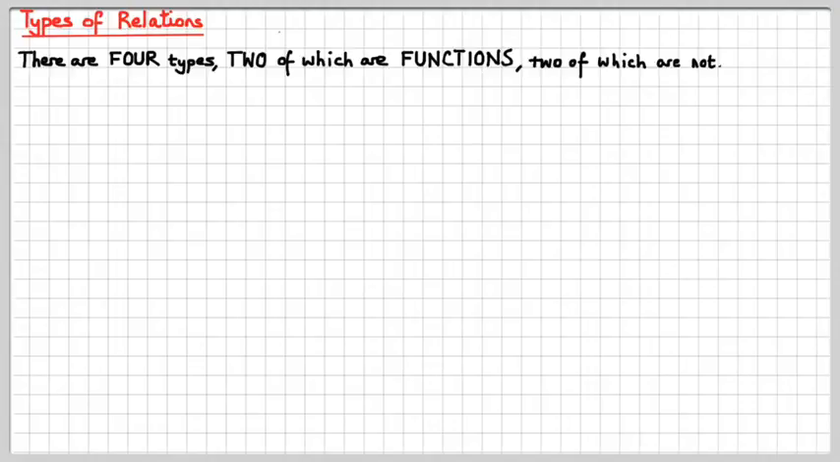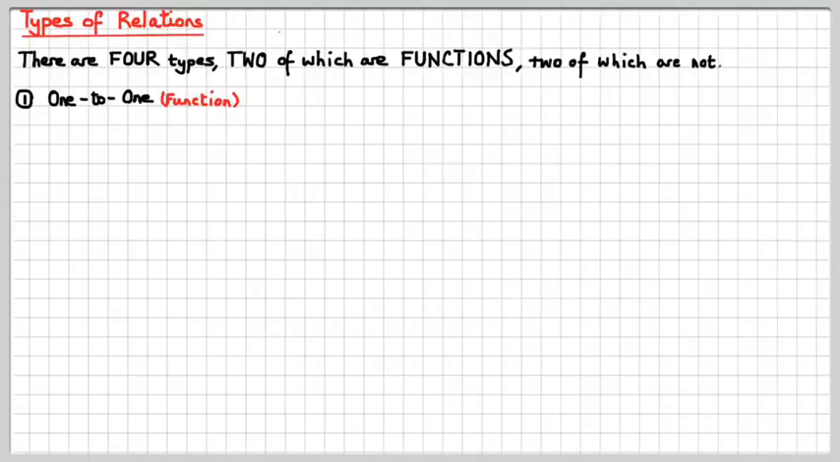Now, types of relations. Now, this is really interesting. So pay attention and have a look at this, and I think this will make a lot of things clearer for you as you delve into the land of the function and the relation and how to distinguish whether a relation is actually a function or not. There are 4 types, 2 of which are functions, 2 of which are not. One-to-one, that is a function.